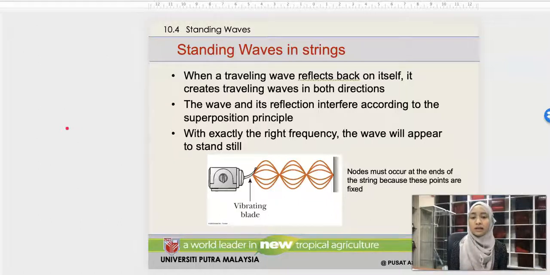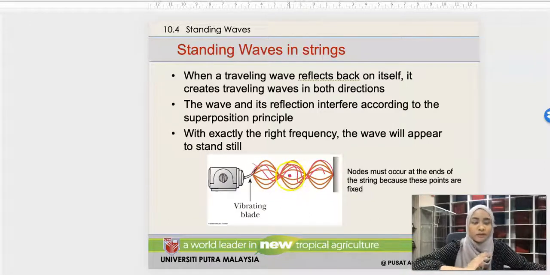Now let's look at this example. It's a standing wave in a string. When a traveling wave reflects back on itself, you have a string, you vibrate it, right? You vibrate it forward, and there will be a vibration going backwards as well. Reflection, right? We know that waves can be reflected. So the wave and its reflection interfere. Interfere means they overlap. Interfere means overlap or superposition, according to the superposition principle. So they overlap with each other.